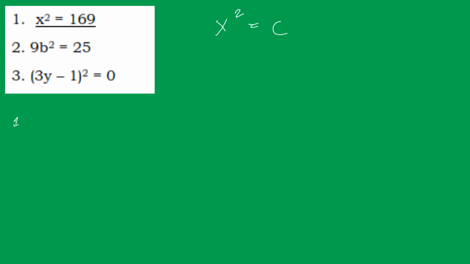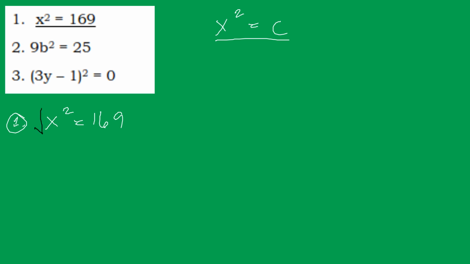Number 1. So, given we have x squared equals 169. So, how are we going to solve this using extracting the square root? So, kung mapapansin nyo, yung given natin is nasa form siya ng x squared equals c. Kasi, yung nasa left side ay yung may square at yung nasa right side is a constant or number which is 169. So, in order for us to solve this, kunin lang natin yung square root ng both side.